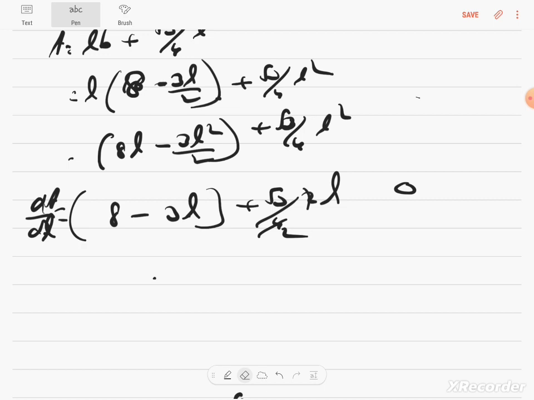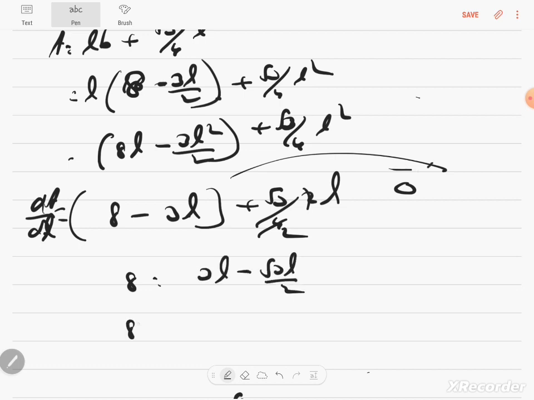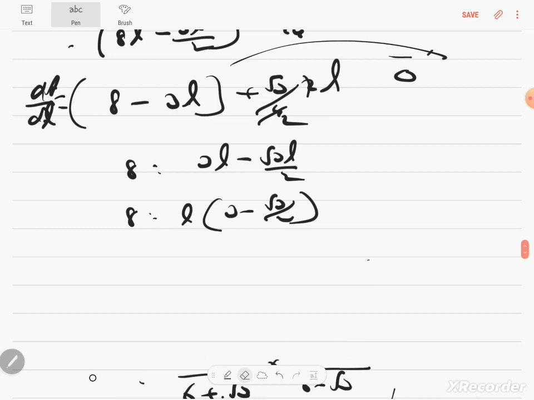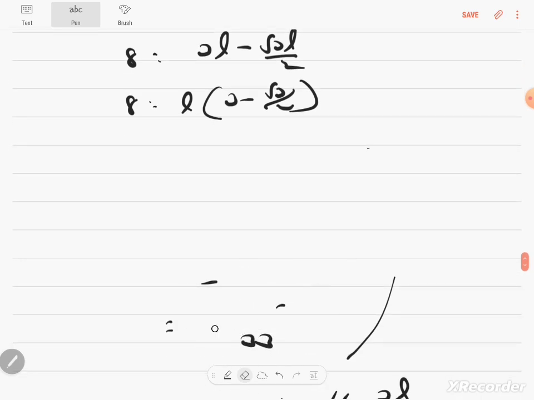Okay, correct. So then therefore 8 is equal to, when taking that to the other side, won't you get 3L minus root 3L by 2? I made a mistake, right? So L can be common, 3 minus root 3 by 2. So L therefore, okay, please correct it, guys. Therefore L is equal to 8 by 3 minus root 3 by 2.